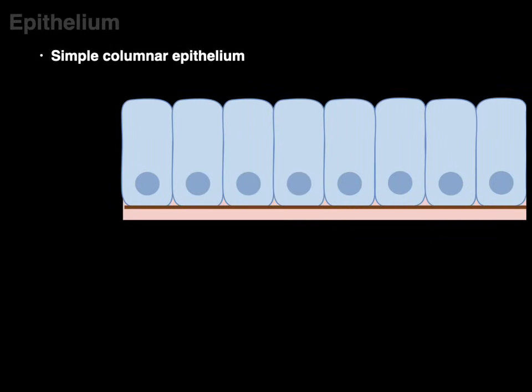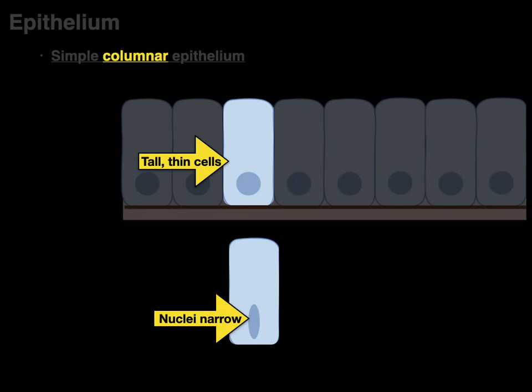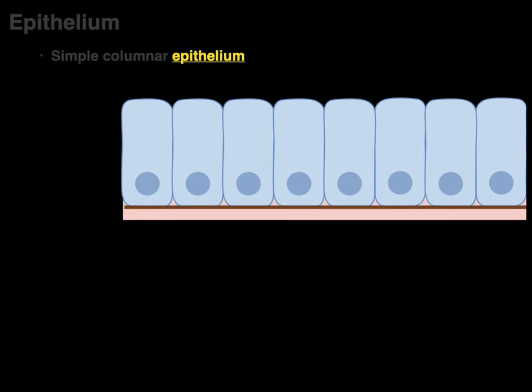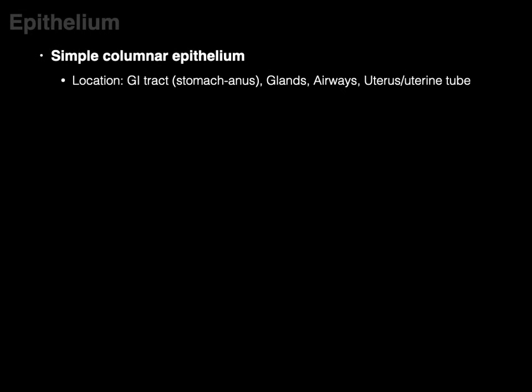Simple cuboidal epithelium. Now, simple columnar epithelium are one layer of tall, thin cells with the nuclei either being round at the base or a narrow nucleus, and it's an epithelial tissue. And it's also ideal for reabsorption or absorption, like you'd have in the intestine, or secretion, like you'd have also in the intestines or the airways of the bronchi. And often, simple columnar epithelium are lined with microvilli and cilia. More on that later. All right.